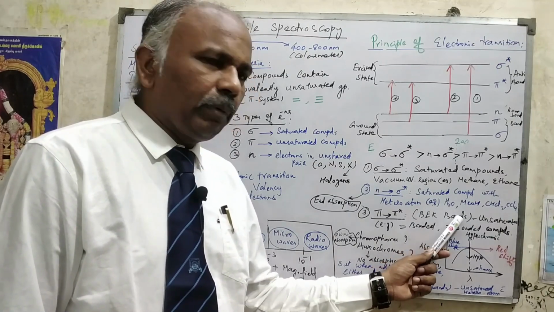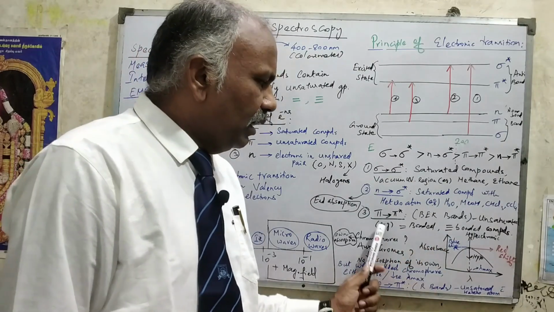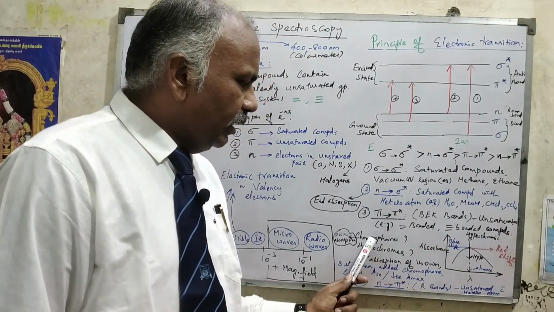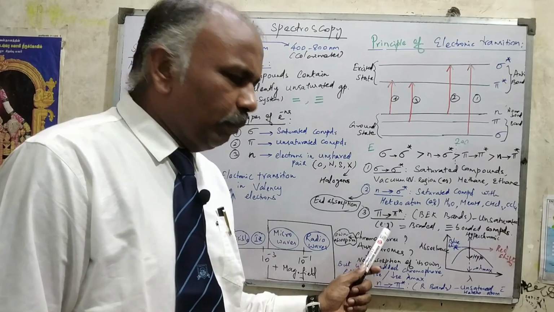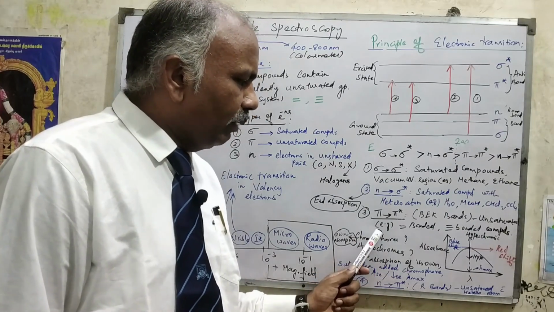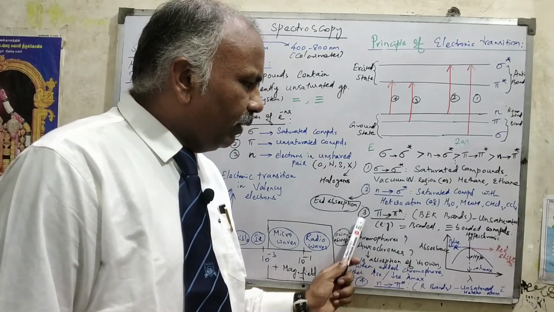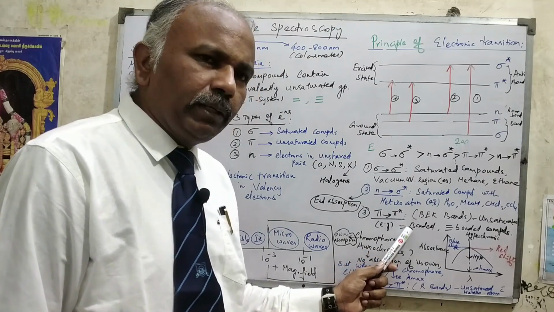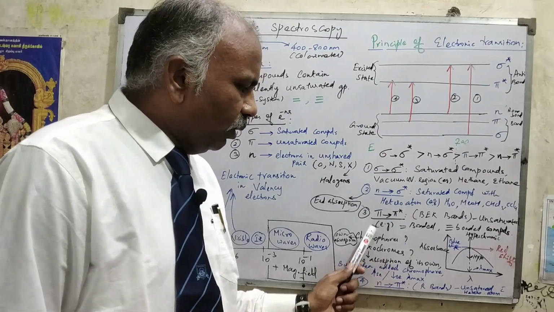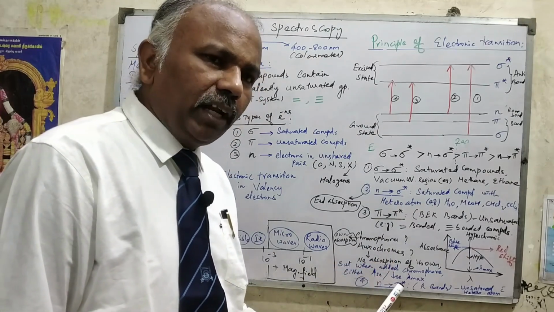These bands are produced in unsaturated compounds, and in pi to pi star transition there are different aspects. We are going to discuss them one by one. But before we discuss the concept in pi to pi star transition, we will also know about what is n to pi star transition.